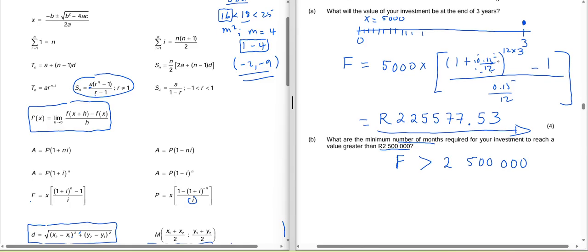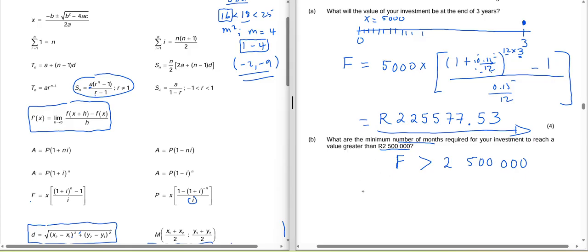Now, we know that we are ending at 3 years, and we remember that 12 times 3 gives you 36. So over 3 years, you have 36 months. Now the question is asking in months, so instead of saying 12n, we are going to leave it as n as one term because we want your answer in months.